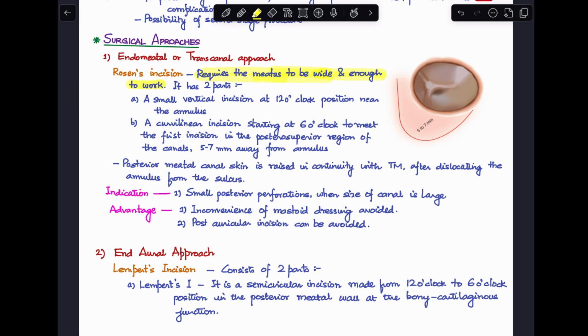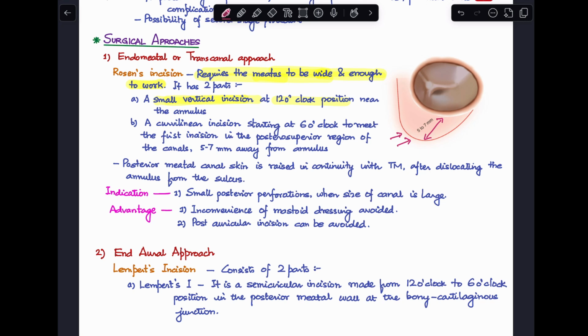So the Rosen's incision can be divided into two parts. First is a small vertical incision that you give at the 12 o'clock position near the annulus. And second is a curvilinear incision that you can see in the image over here, which starts at 6 o'clock to meet the first incision in the posterior superior region of the canal, 5 to 7 millimeters away from the annulus. This is how the Rosen's incision is given. After giving the incision, the posterior meatal canal skin is raised in continuity with the tympanic membrane after dislocating the annulus from the sulcus.